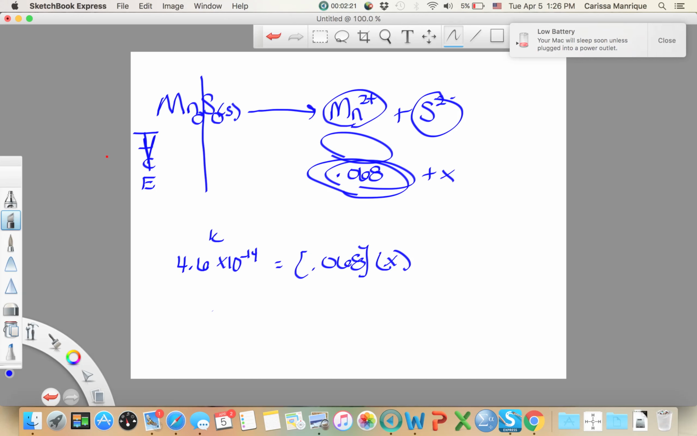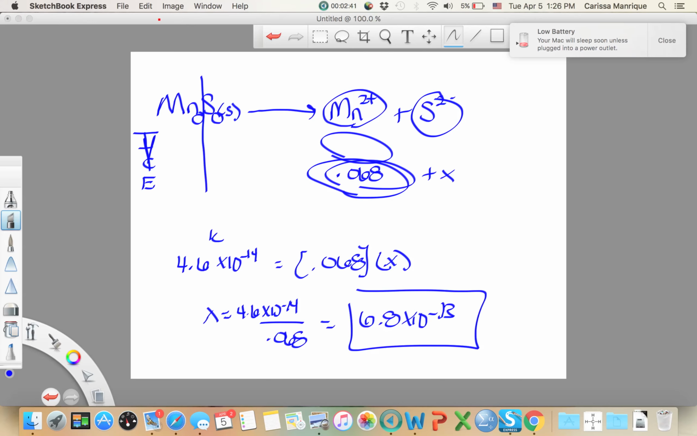So if we plug this in, we do 4.6 times 10 to the negative 14 divided by 0.068, and you end up getting 6.8 times 10 to the negative 13, which is your answer. Okay, and then there is one more.